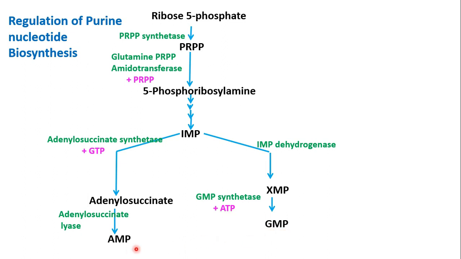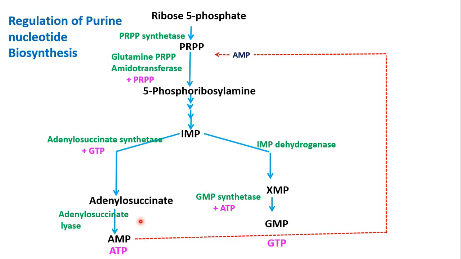AMP and GMP then, with the addition of phosphate, form ADP and ATP, and in a similar way GDP and then GTP. ATP is required for the synthesis of guanosine monophosphate, while GTP is required for the synthesis of AMP. So both are required for each other. Now, as I said, this is the committed step, so the whole regulation of AMP and GMP can be done by regulating this enzyme.